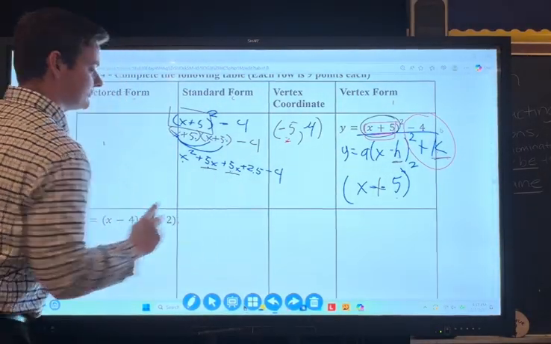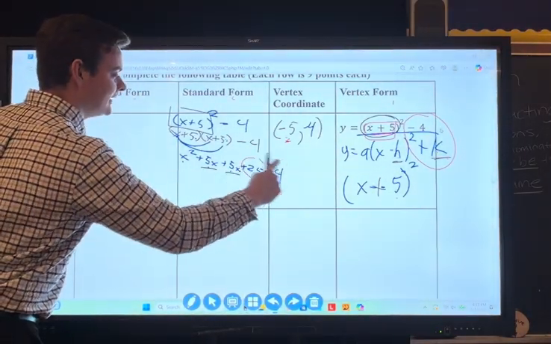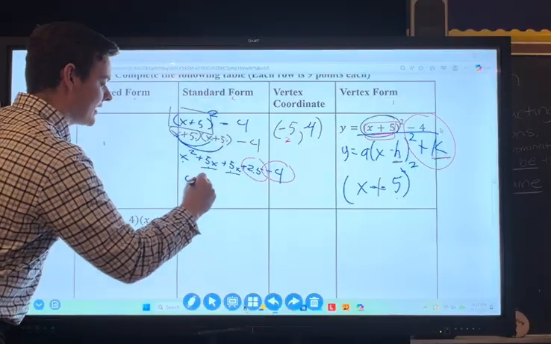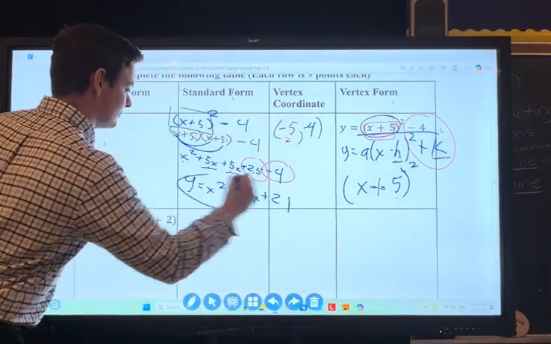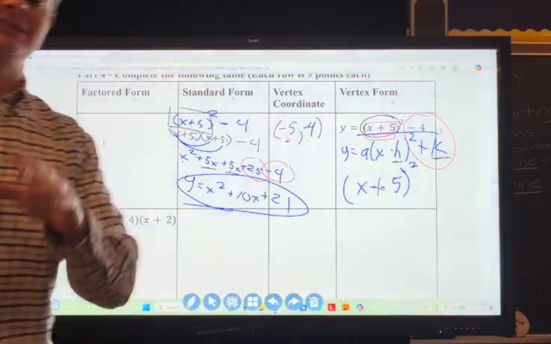Lastly, I combine these two like terms, and I combine these two like terms, and I get y equals x squared plus 10x plus 21. That's it in standard form.